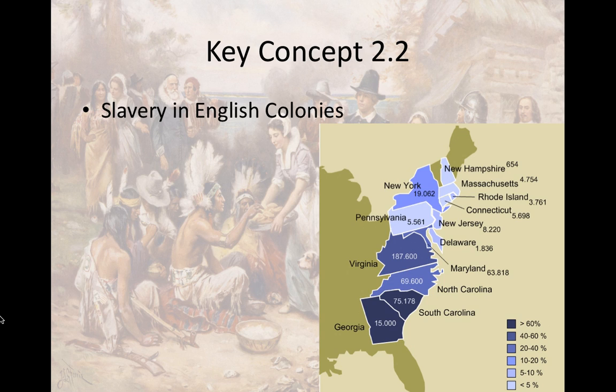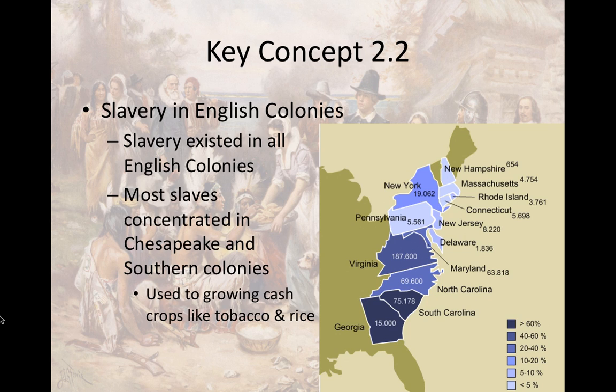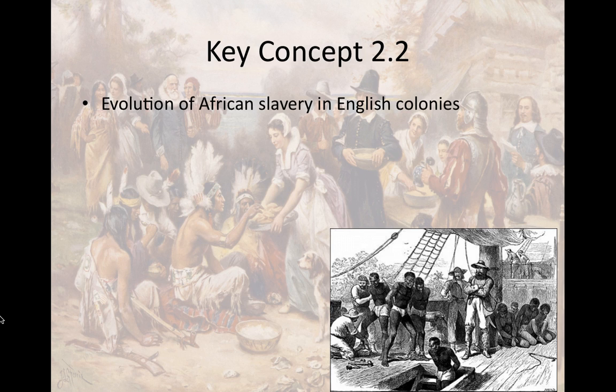Okay, so now if you look at this map, you can see that there was slavery in all of the English colonies. It did not only exist in 2 or 3 of them; it was in all. It was obviously less in the northern colonies. However, they did have them. Most slaves were concentrated, though, in the Chesapeake and southern colonies, where they were used to grow cash crops like tobacco and rice, say cotton, and get stepped on.